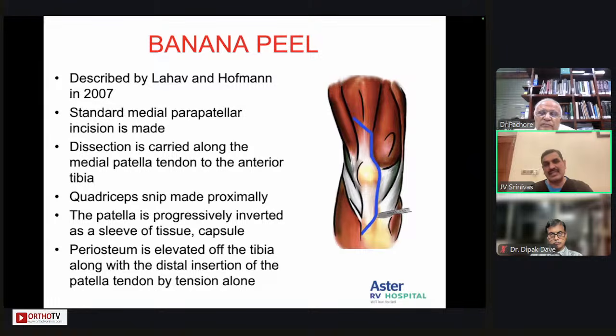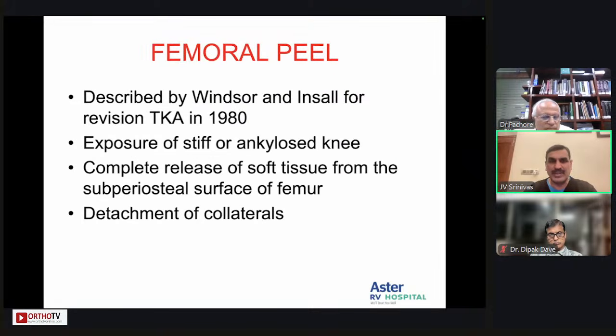And the problem in this is the extensor lag is very high. Healing problem is there. Wound healing problem, extensor mechanism healing problem is there. So unless it is specifically indicated, don't try to do a banana peel technique. And this is not much advocated unless you are experienced on it.